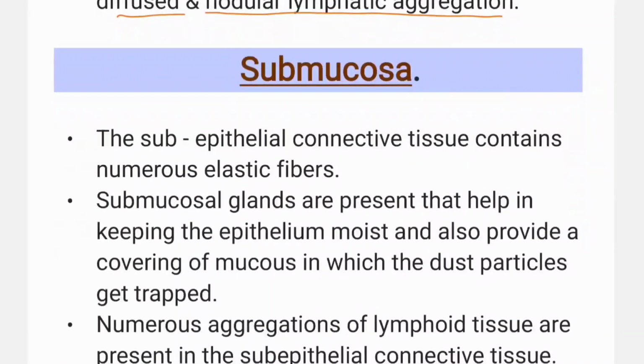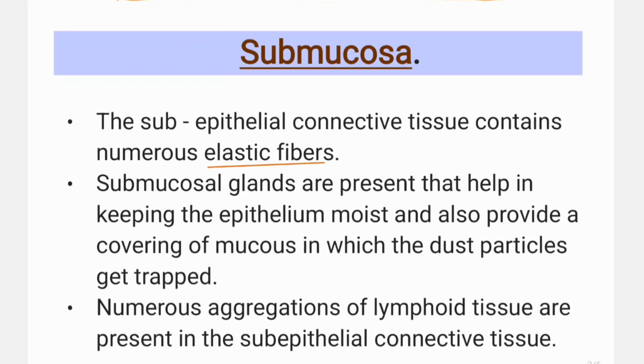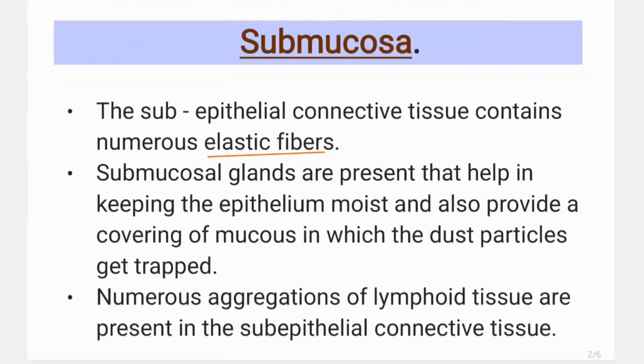Next layer is the submucosa. The subepithelial connective tissue contains numerous elastic fibers. So what is the primary content of the submucosa? Here we can find numerous elastic fibers. You have to remember this.